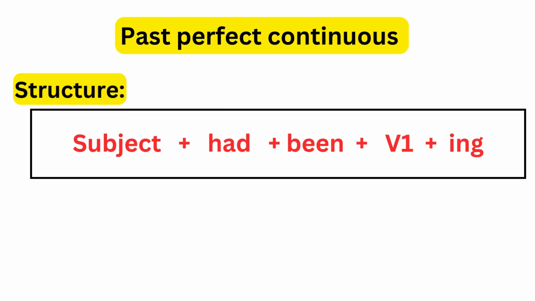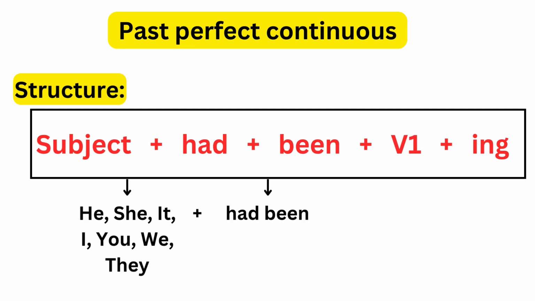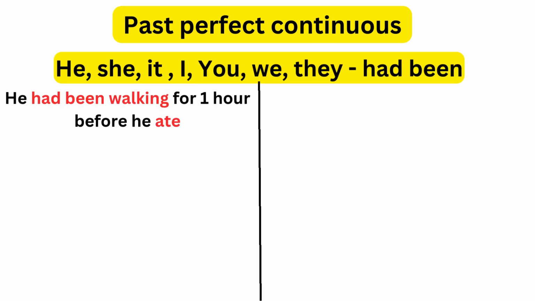The structure of past perfect continuous tense is subject plus had plus been plus V1 plus ing. We use had been for all subjects including he, she, it, I, you, we, they. Example for this structure is he, she, it, I, you, we, they plus had been plus walking. That is, he had been walking for 1 hour before he ate.